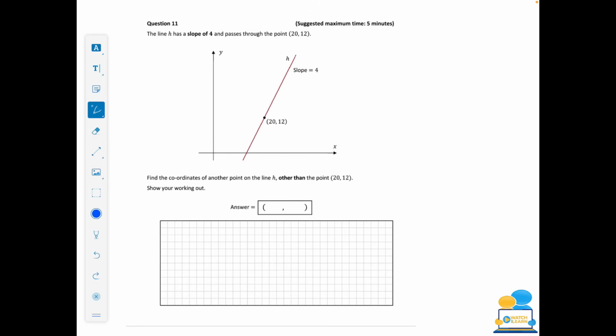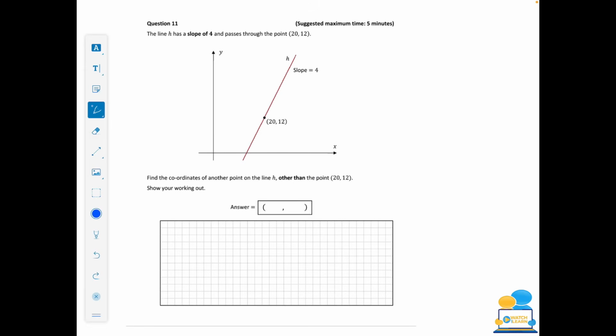The line H has a slope of 4 and passes through the point (20, 12). Find the coordinates of any other point on the line H other than the point (20, 12). Show your working out. Okay, now here what we notice, they don't have like 1, 2, 3, 4, okay? So we can't just read a point directly from the graph, okay? Now, I'm going to look at the information that I'm given. I'm given a point and I'm given a slope. What might be useful is if I could find the equation of the line.